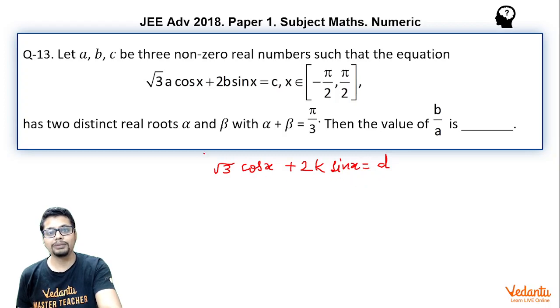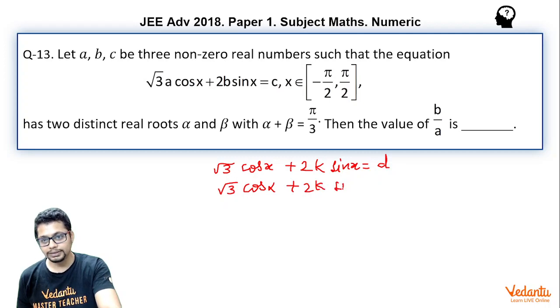Now since alpha and beta are roots of this equation in x, x equal to alpha and x equal to beta would satisfy this equation. So you essentially get two expressions, one in alpha, one in beta, by putting x to be alpha and x to be beta respectively. We get root 3 cos alpha plus 2k sin alpha equal to d, and root 3 cos beta plus 2k sin beta equal to d.